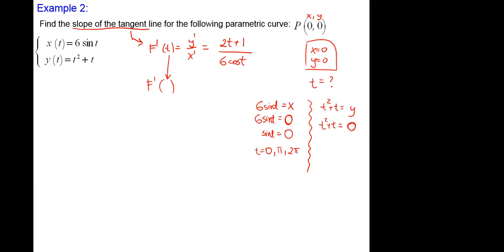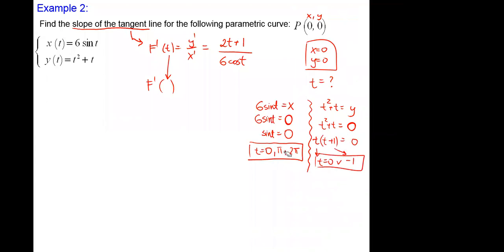But let me stop here. We may have lots of values of the parameter t that will give me x equals 0, but I have to match. Let's solve the other equation and pick the common answer, because not only x must be 0, also at the same time y must be 0, and the parameter t must be the same for both of them. For this one I have a quadratic equation. I can factor out t, and we can see t is 0 or t is negative 1.